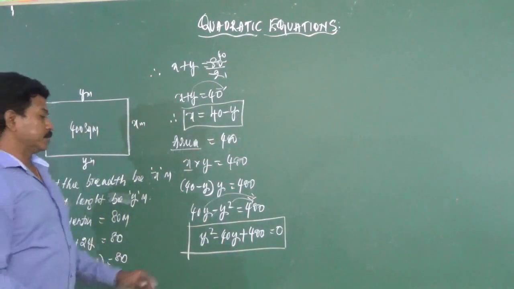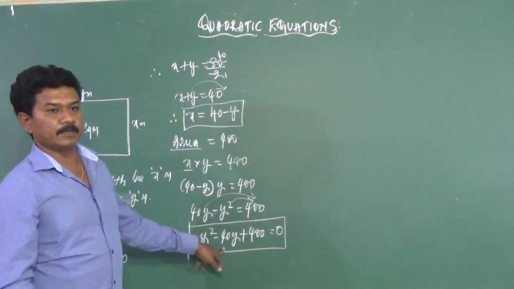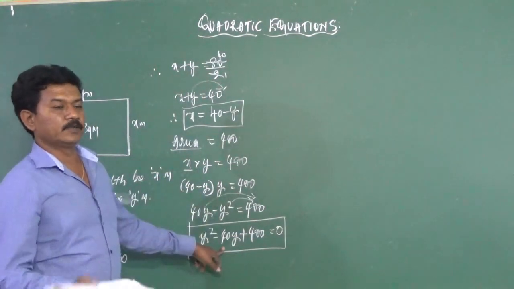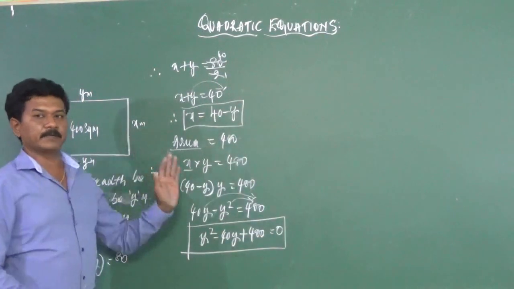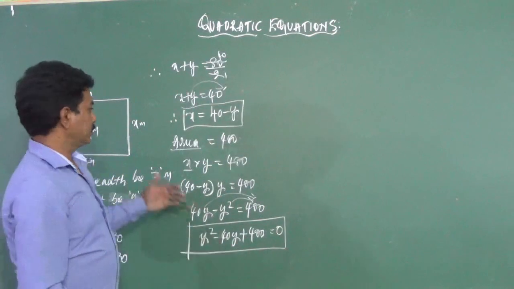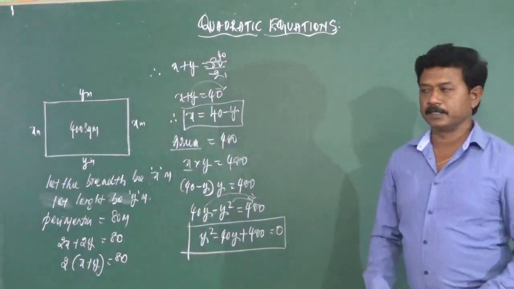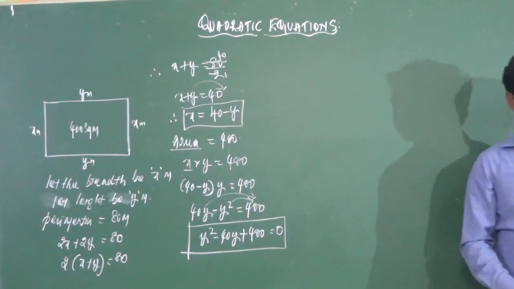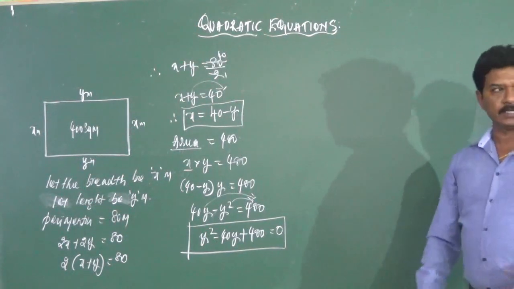When we solve this quadratic equation either by factorization or by formula method, we will come to know whether the roots are real or not. If the roots are real, then the construction of such a rectangular park will be possible. If the roots are not real, then the construction of such a rectangular park is not possible. You can also use the discriminant here, but if it is possible to go with factorization, let us go with that.